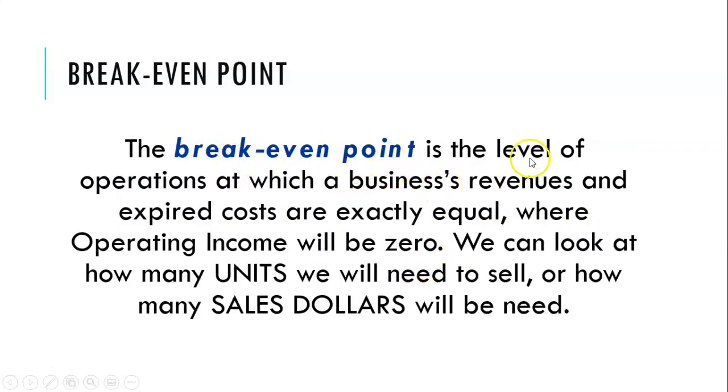So what is the break-even point? That's the level at which our operating income will be zero. All the revenues minus all the costs, both variable and fixed, equals zero. Okay? And when we look at this break-even point, we can see how many units we need to sell to break even so that our revenues equal our expenses, our costs. Or we can also look at how many sales dollars we need to break even.